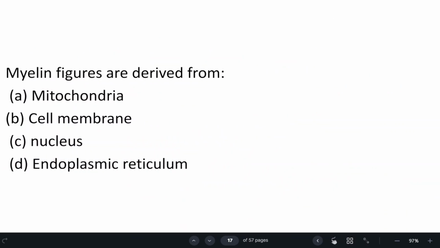Now we will see some questions. Myelin figures are derived from the membranes of the damaged organelles. These are the answers. Myelin figures can be seen in both reversible and irreversible cell injury, but in irreversible cell injury, myelin figures will be more increased.